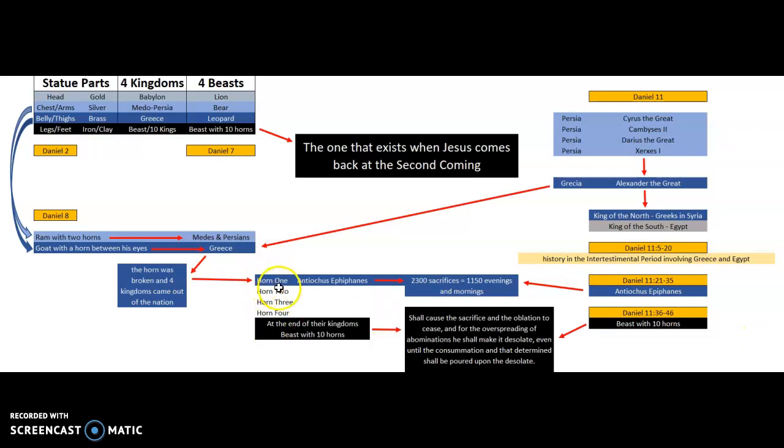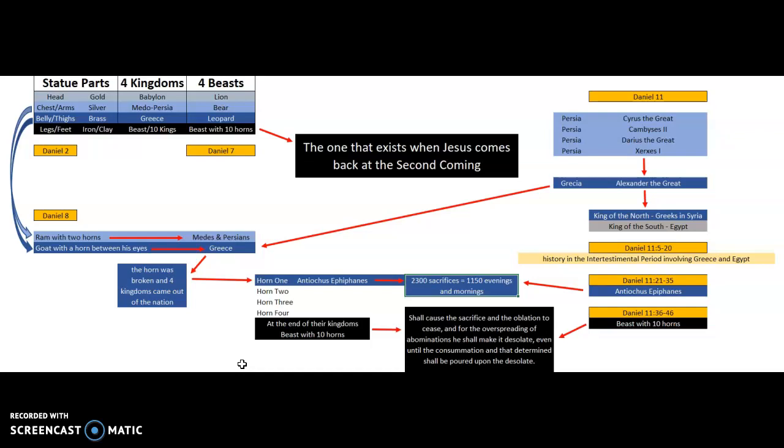However, what we're told in Daniel 8 is there's horn 1, Antiochus Epiphanes. Then there's 4 horns because, like we learned, the goat with the great horn between its eyes, that horn was broken and 4 other horns came up. So you have Antiochus Epiphanes as horn 1. Then at the end of those periods of time, at the end of their kingdoms, there's going to come another beast that's going to arise. This is the transition from the 3rd kingdom to the 4th kingdom.